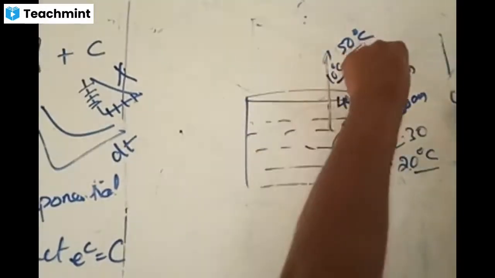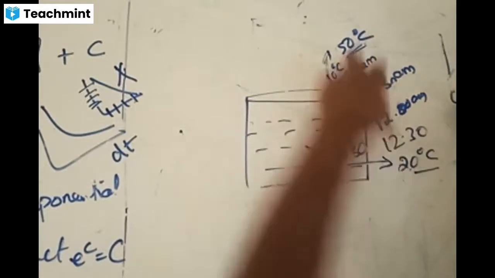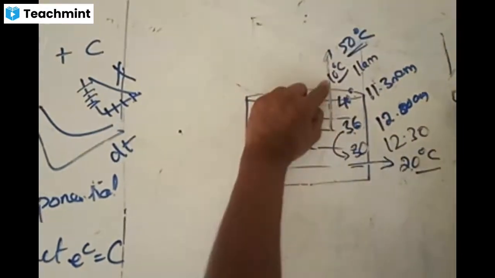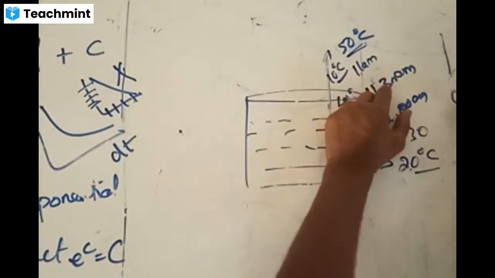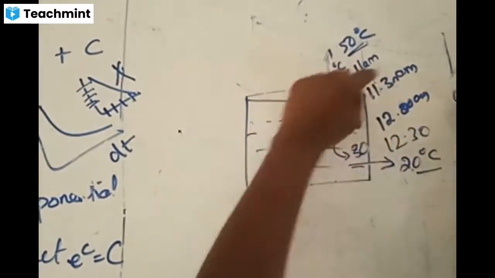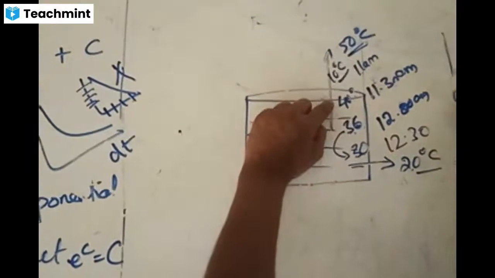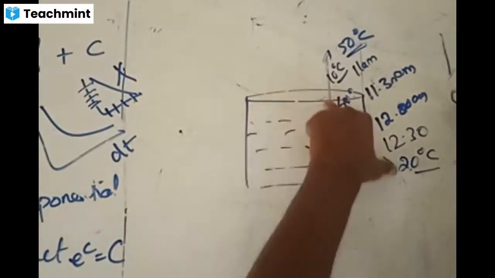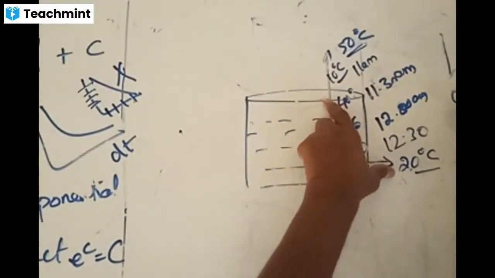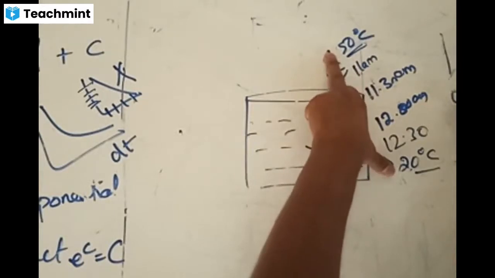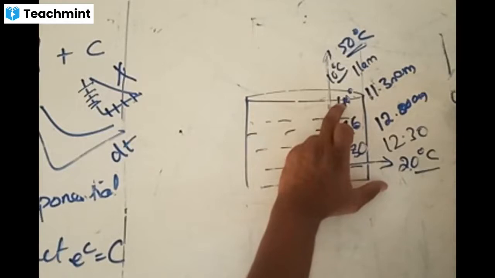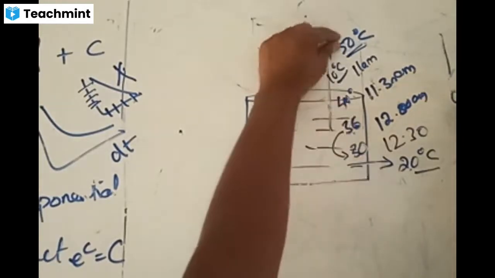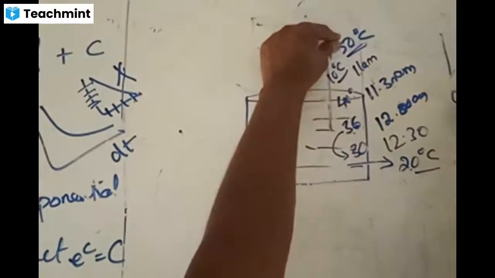Since the temperature difference is very large, the heat loss is also more. During the same time interval of 30 minutes, now at 11:30, how much is the final temperature? 40. And how much is the difference here? The difference is 20. During the first half an hour, the difference is 30, 10 is lost. During the second half an hour, what is happening? It is no longer depending on the initial temperature. It is depending on what?